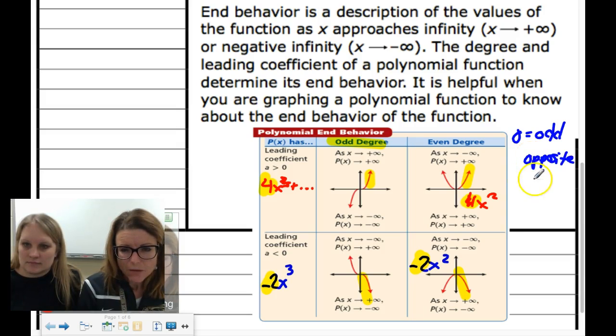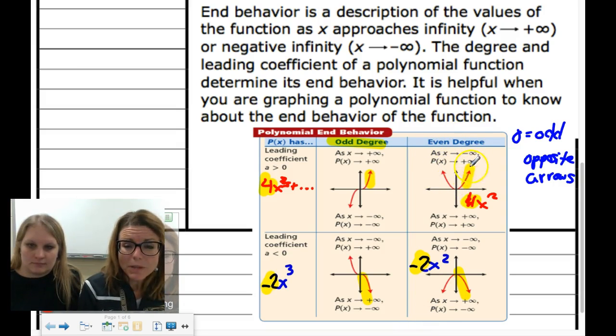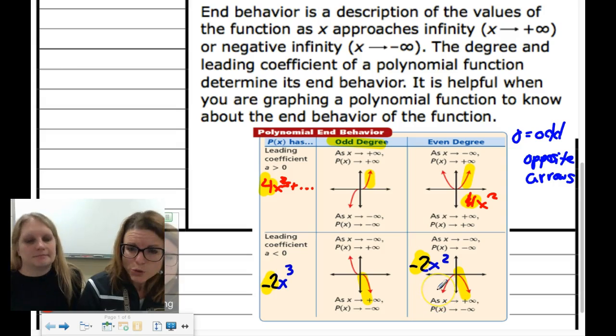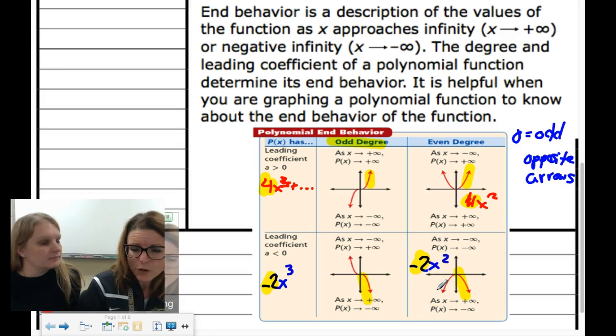Perfect. In the column that says odd, that's exactly what's happening. One is up and one is down. Got it. In the even column, they go the same direction. If the right one is up, that means the left one is also up. And below, the right one was down, so the left one is down. Got it. So two things: the leading coefficient and whether it's an odd or even degree.